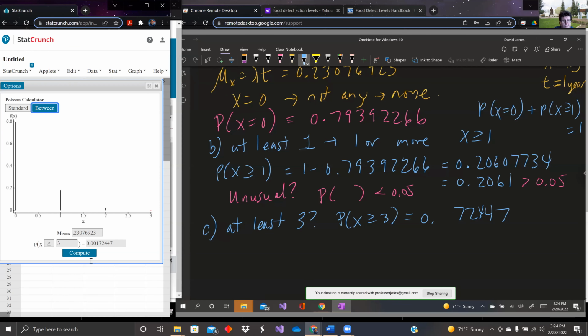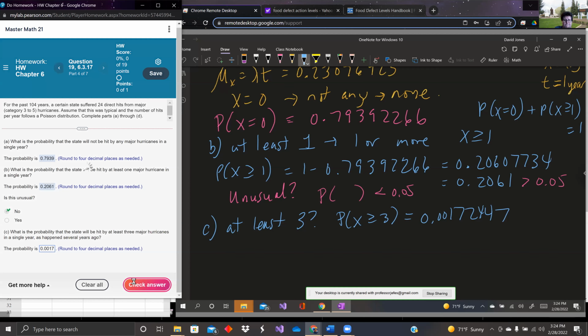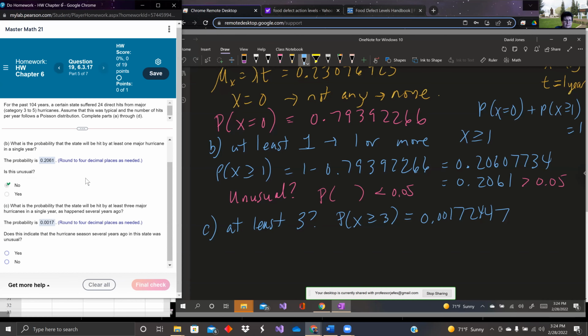It is 0.0017. Okay. 0.0017. There we go. And this is one of the times we don't round up. Is this unusual? Yes. This is less than 0.05. So it is unusual.